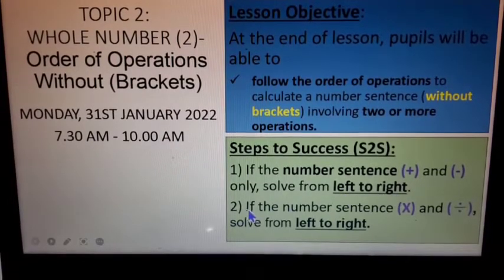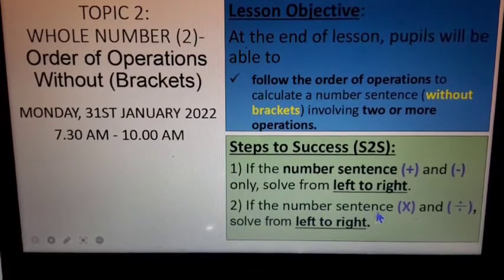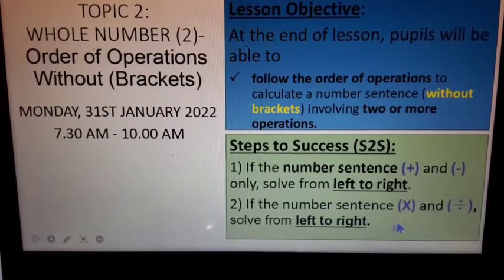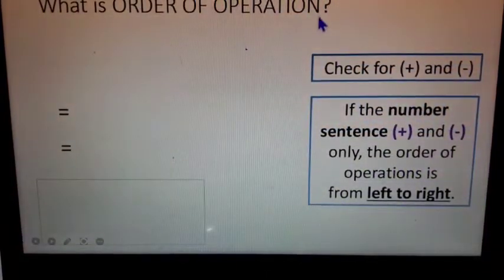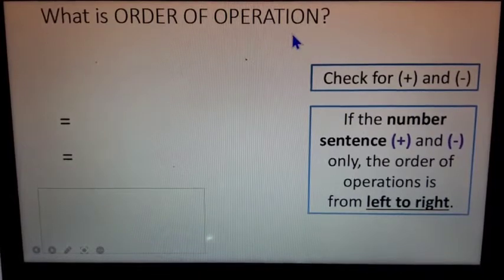Okay. Same goes for step 2. If the number sentence contains multiplication and division, you can solve from left to right also. Alright. I'm going to show you what order of operations is. Order means susunan. Operation, what is operation? Okay, let's see here.